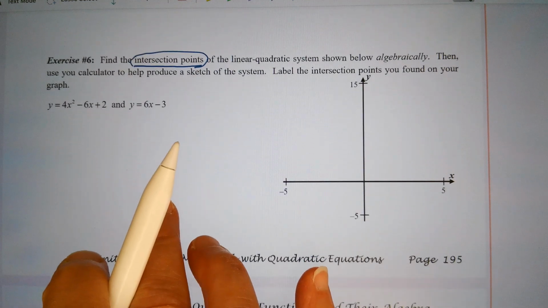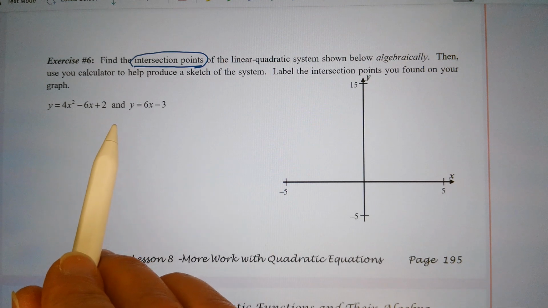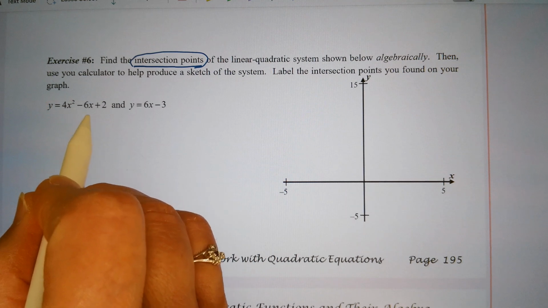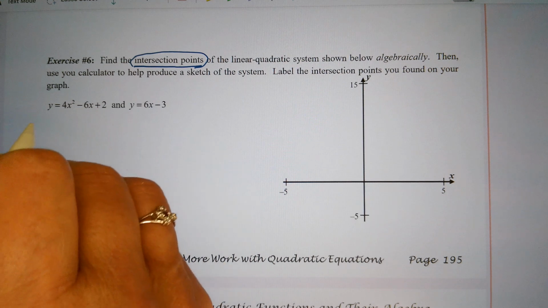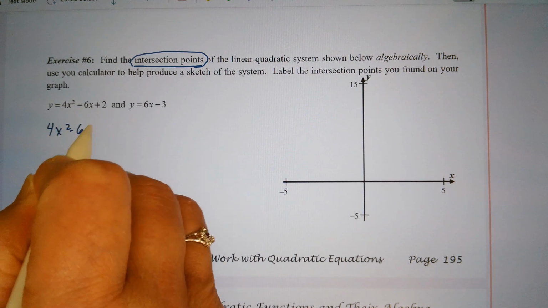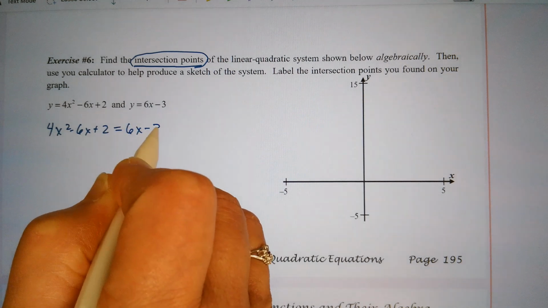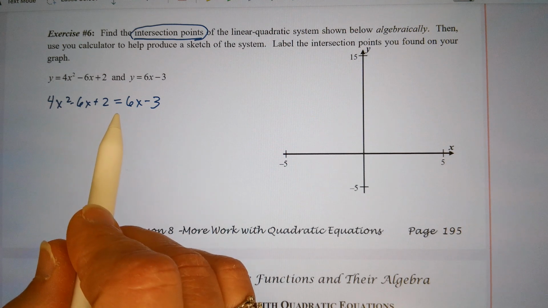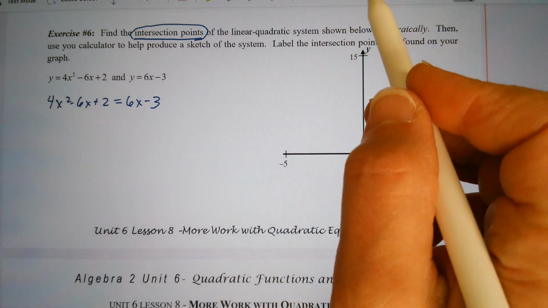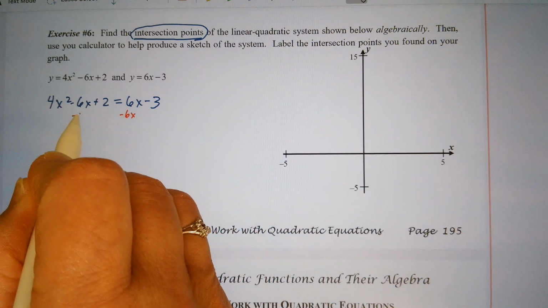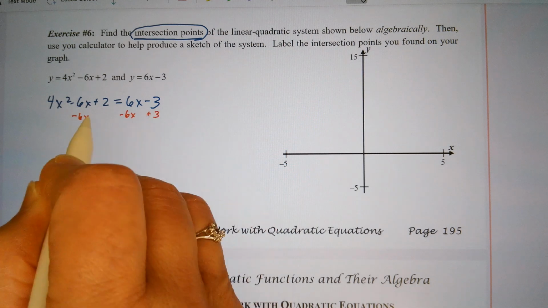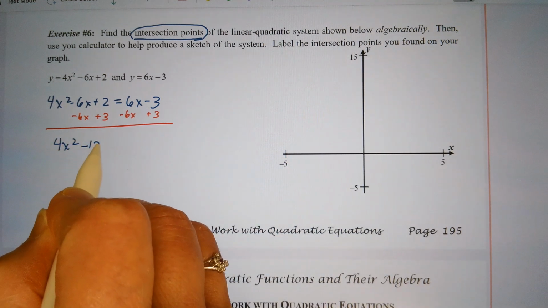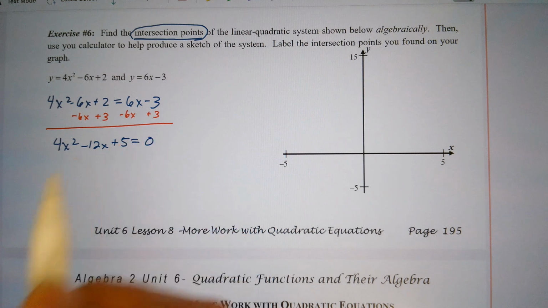Okay, so the two graphs would intersect when they are equal to each other. So algebraically, we're solving first. We take our 4x squared minus 6x plus 2 and set it equal to 6x minus 3. Let's put this in standard form. So we'll subtract 6x from both sides and add 3 to both sides. I'll show it here. Again, I usually do not. And we have 4x squared minus 12x plus 5 equals 0.